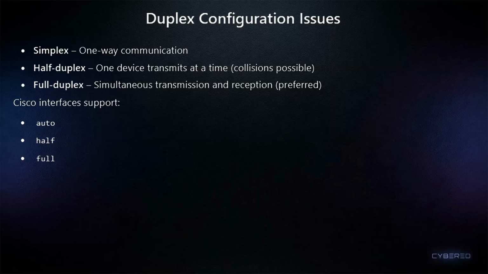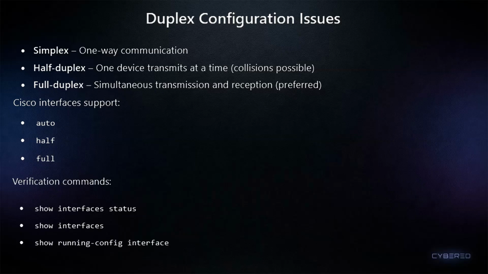Although auto negotiation is default, duplex mismatches can cause severe performance issues, including collisions and retransmissions. Best practice is to statically configure interfaces to full duplex, except when connecting to legacy devices such as hubs. So here are some verification commands.